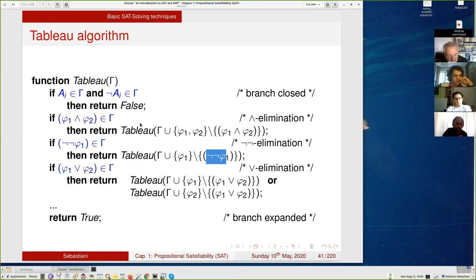So these are deterministic steps. When you instead analyze an OR formula, what you do is first pick one of the two: on the first branch, you drop the disjunction and you add one of the disjuncts. And then invoke recursive tableau on the resulting formula. If this returns true, fantastic, you are done. Otherwise, you explore the second branch.